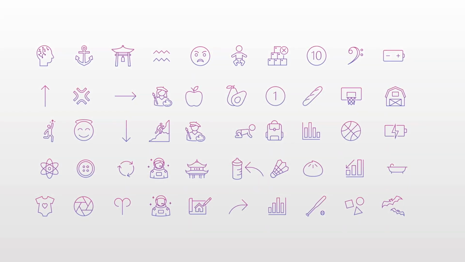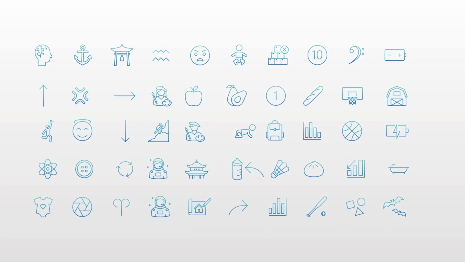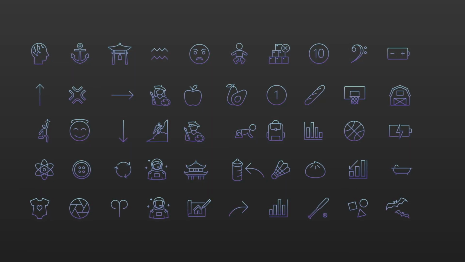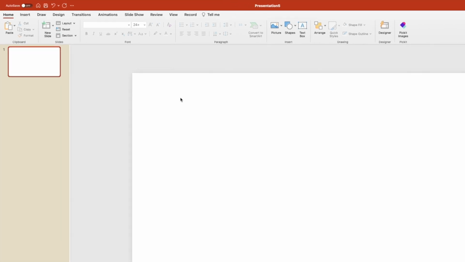Today we're learning how to take these standard icons from PowerPoint and turn them into beautiful gradient colored icons which work on white and dark backgrounds in PowerPoint. Let's start from a blank slide and add two icons.